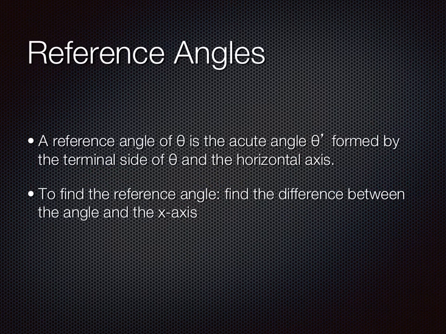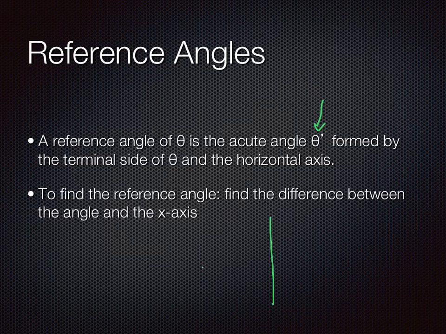The next part of the section is covering reference angles. So a reference angle of theta is the acute angle theta prime, which is what that little apostrophe is read as, formed by the terminal side of theta and the horizontal axis. So this is basically saying that the reference angle is the measurement of an angle that's formed from the x-axis to that angle. To find the reference angle, you're going to find the difference between the angle and the x-axis.